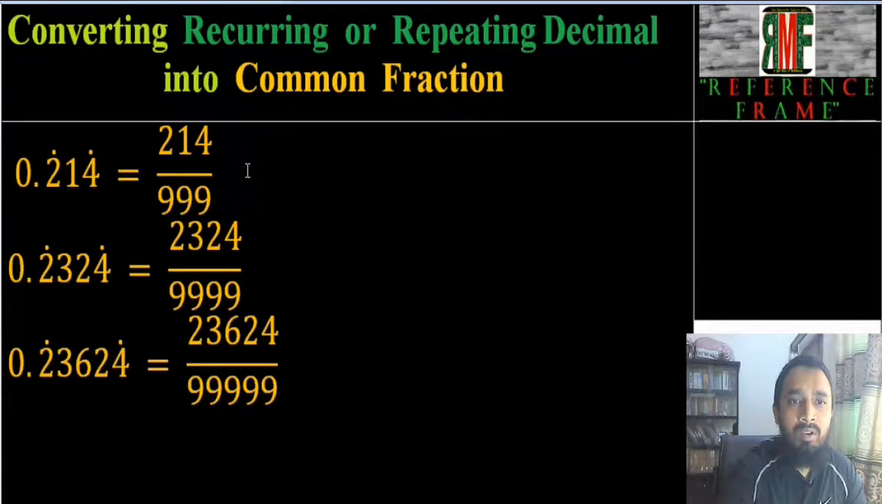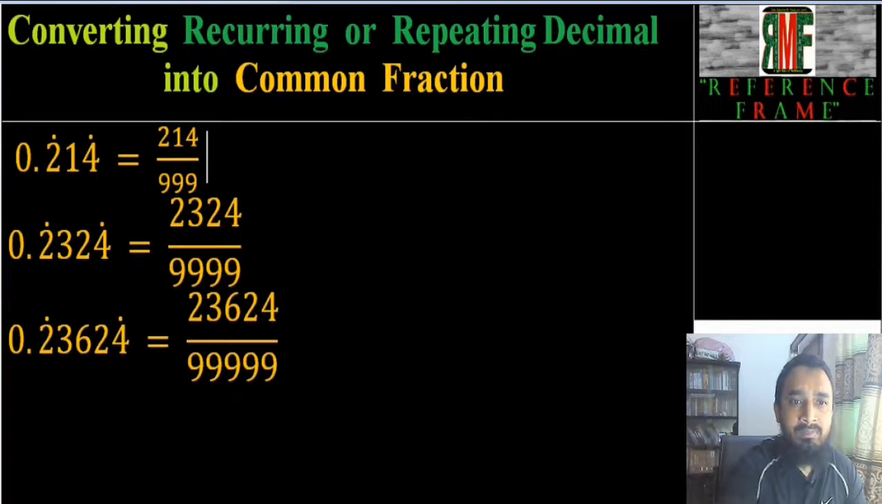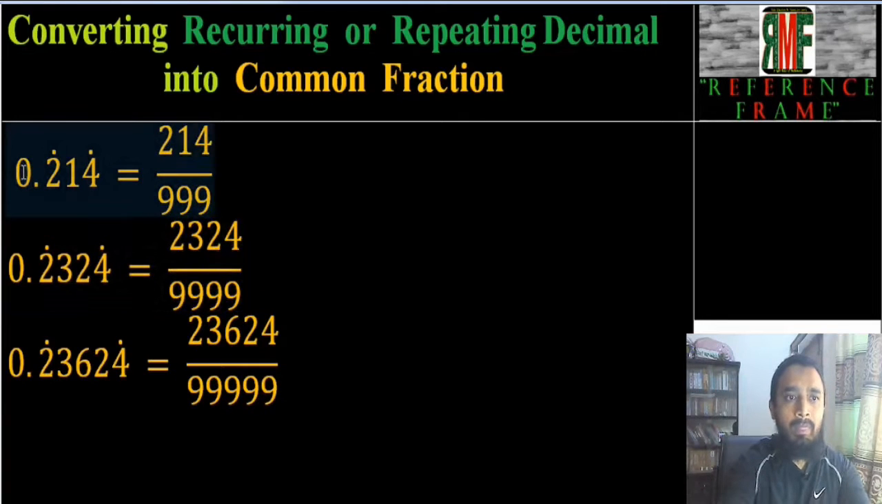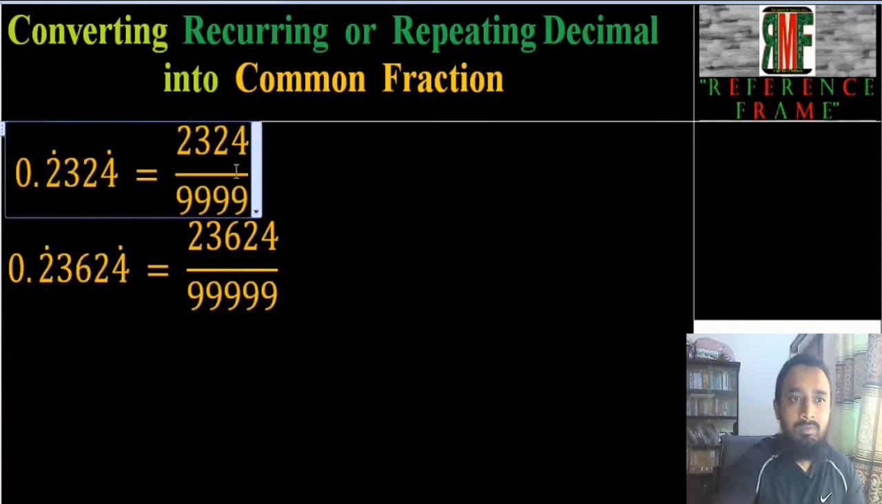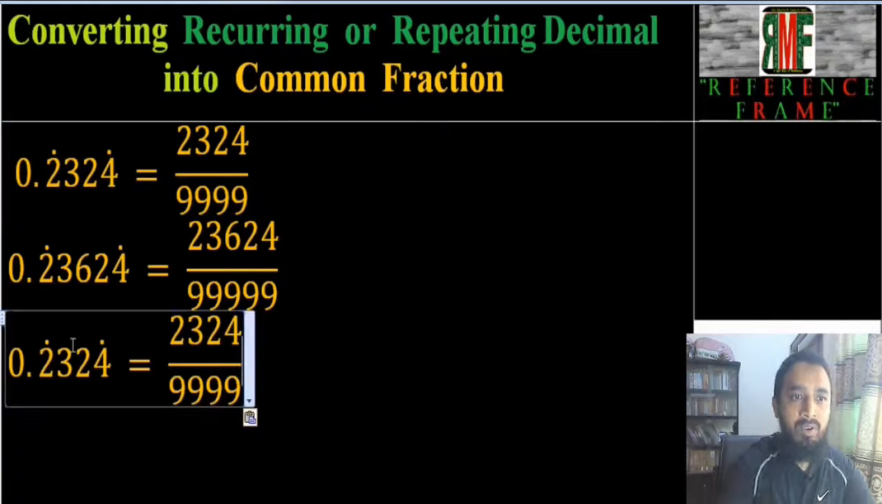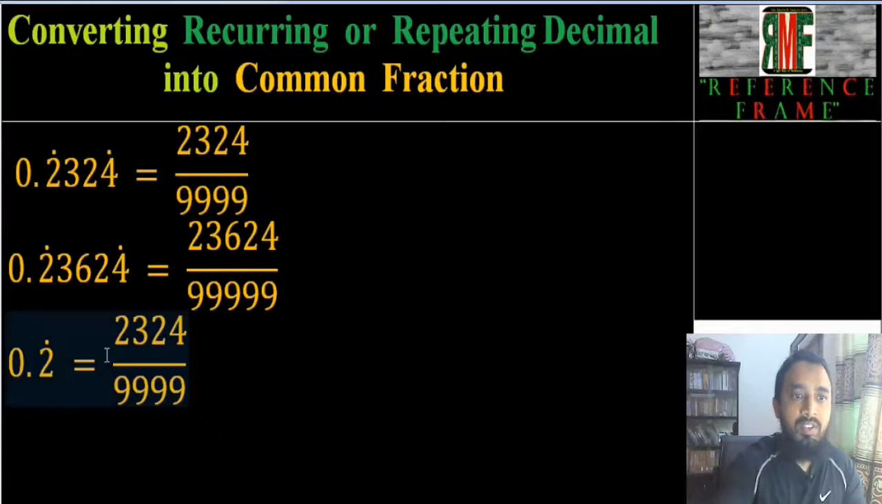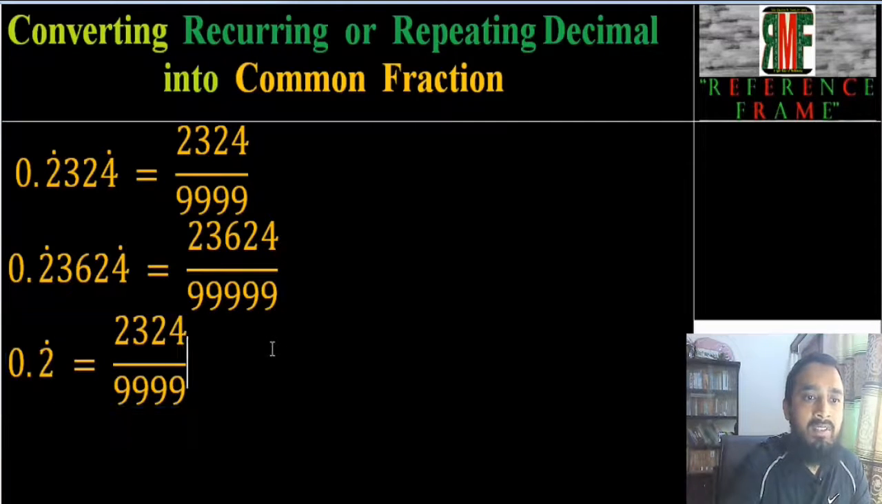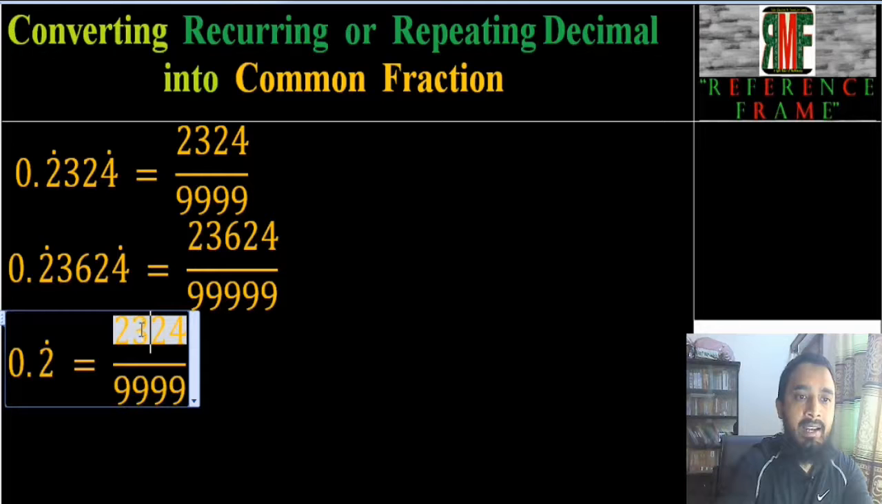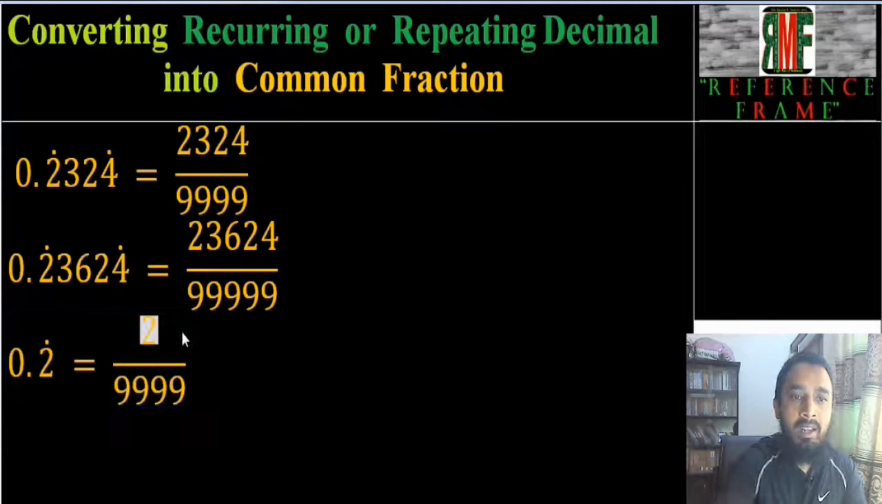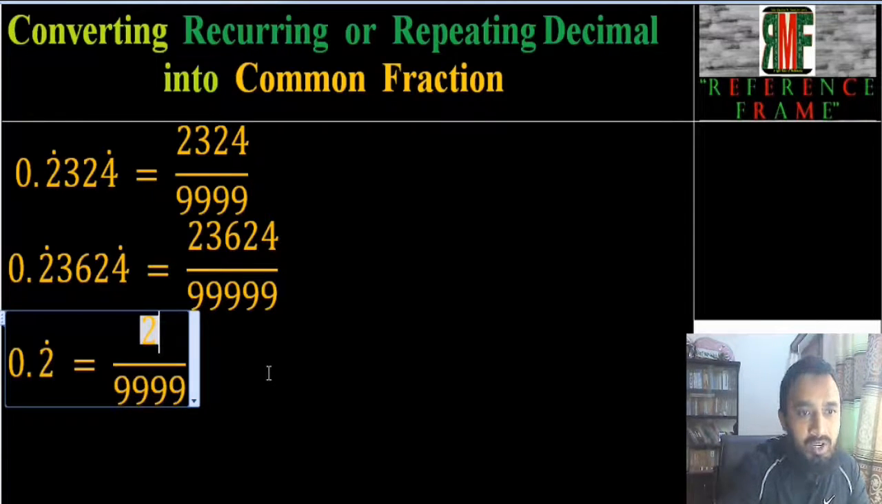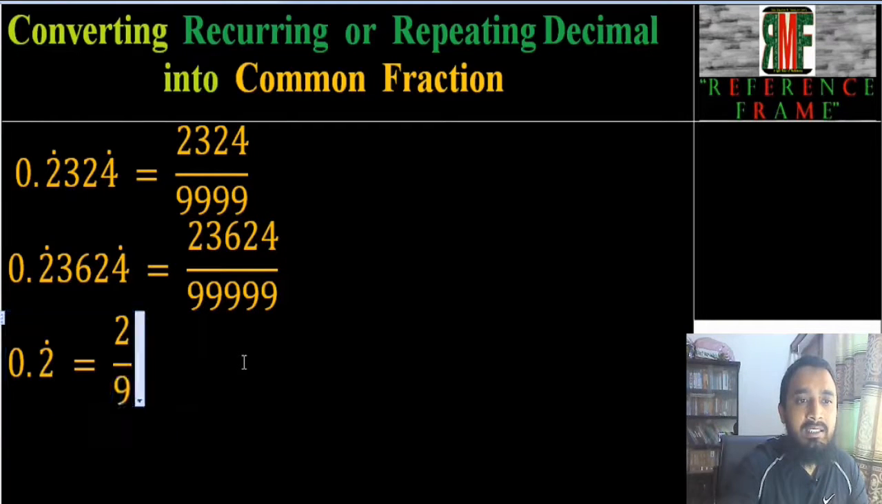Let us see such an example. If we just write down 0.2 recurring, that means only 2 will be repeated again and again, right? That means the repeating term is divided by only 1 nine, since there is only a single digit after the decimal.